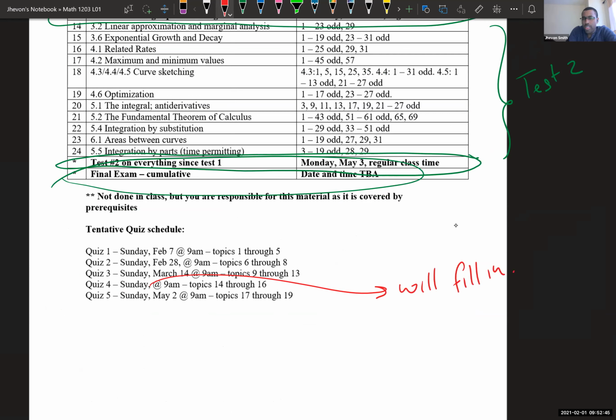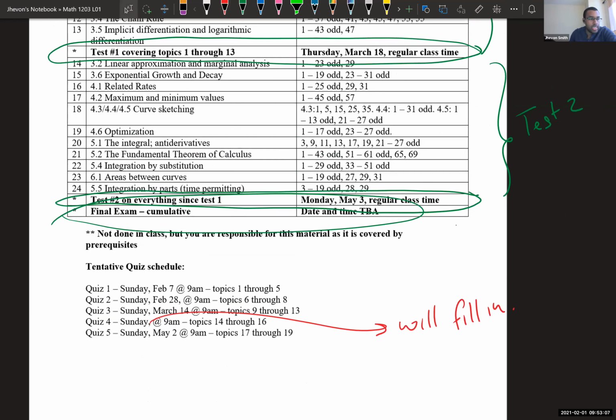But I'm giving you your quizzes on Sunday mornings, just to give us all some distance from class. I think that would work well. A few of the classes I was taking last semester did this, and I think it was nice. So as long as you guys are okay with Sundays, I think that's a good day to do the quiz. So your first quiz as planned is Sunday the 7th.